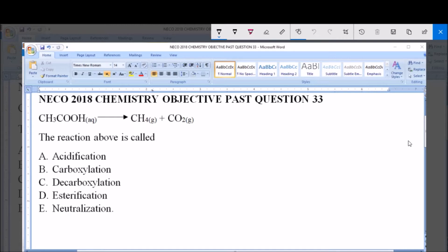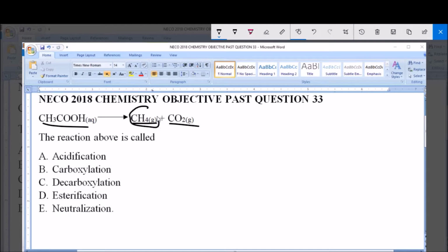So you have this reaction here involving ethanoic acid giving off methane and carbon dioxide. Now the reaction above is called A. Acidification, B. Carboxylation, C. Decarboxylation, D. Esterification, E. Neutralization. Now the first thing to note in this reaction are the products of the reaction.